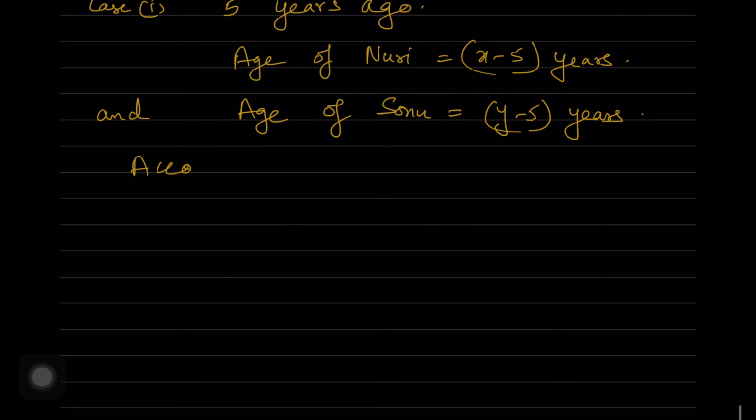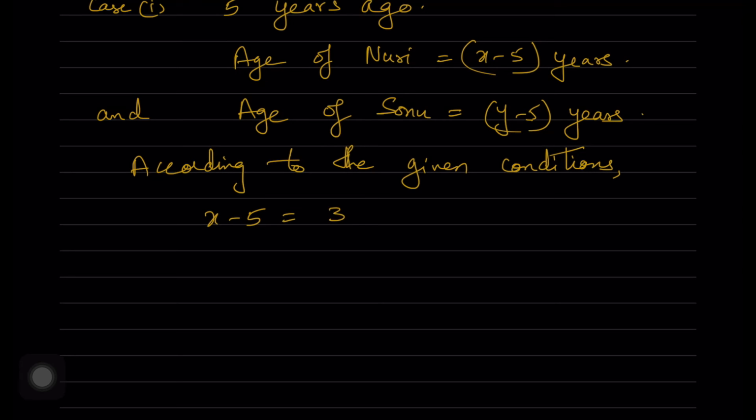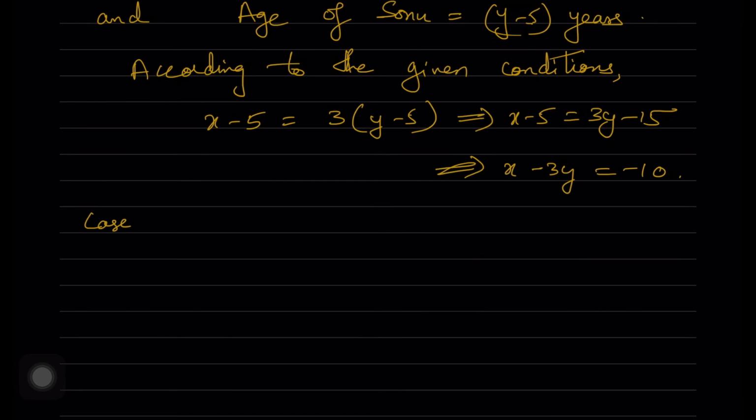So 5 years ago Noori was thrice as old as Sonu. So Noori's age is equal to thrice Sonu's age. So x - 5 = 3(y - 5), which is x - 5 = 3y - 15, or x - 3y = -10.